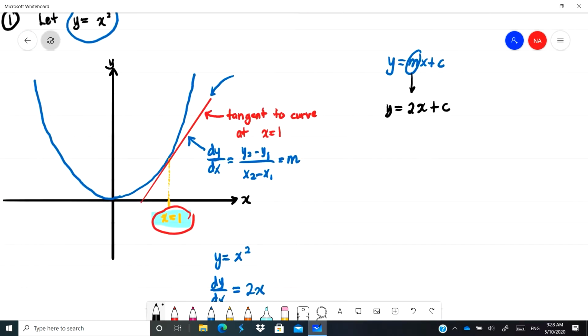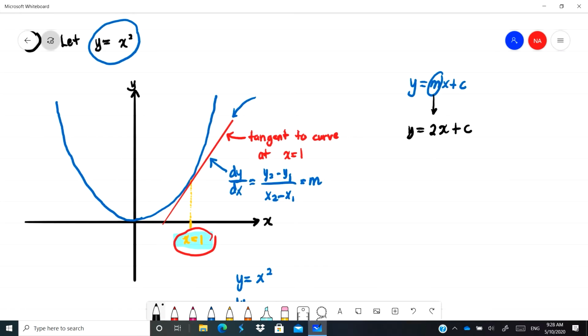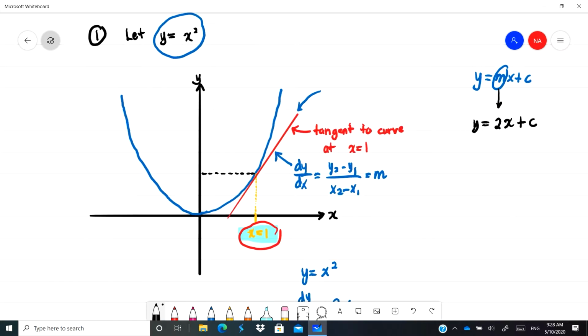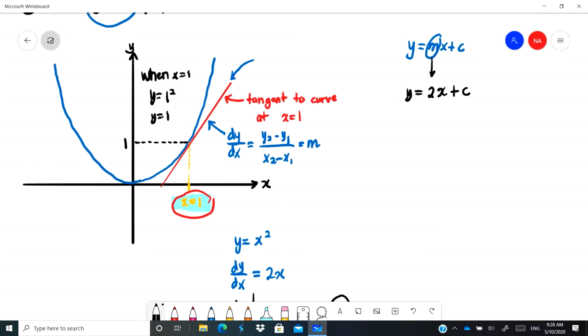Now we know that x equal to 1 here, so what is the value of y here? To find this, you substitute into the function. When x equal to 1, y should be 1 squared, so y should be 1. So we know that the point here is actually (1, 1).